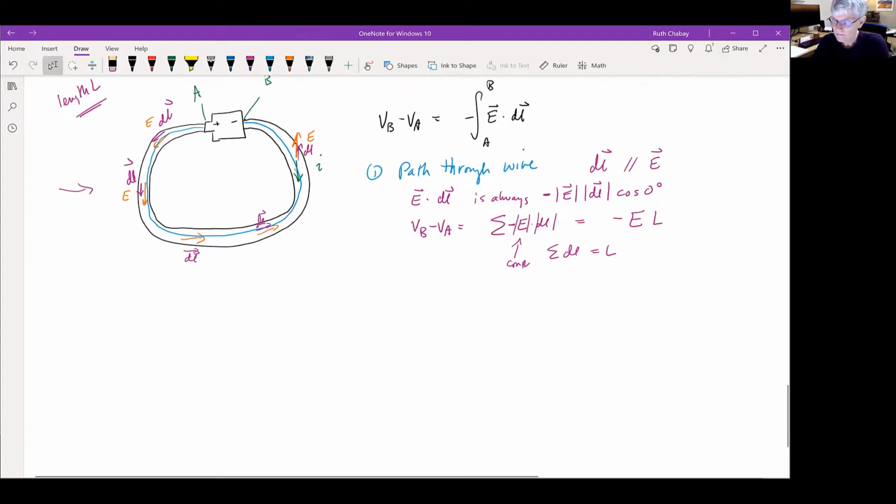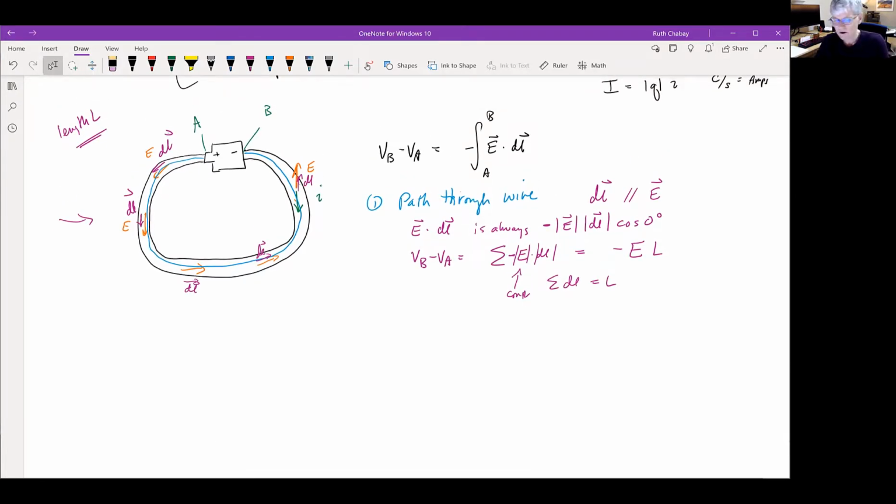Okay, well, now we could also take a path through the battery, though. We better get the same answer. And that must mean that there's actually an electric field inside the battery. And it would have to be a different electric field inside the battery because the distance is a lot smaller.